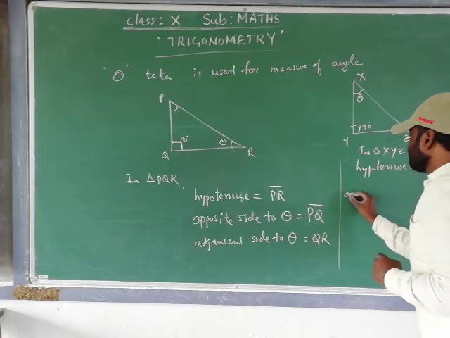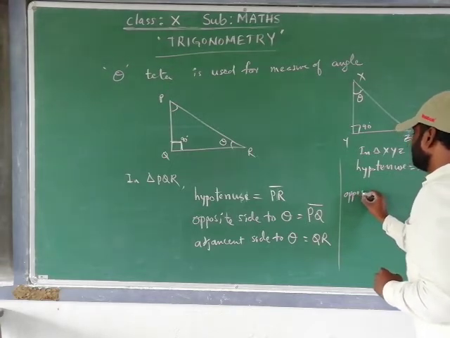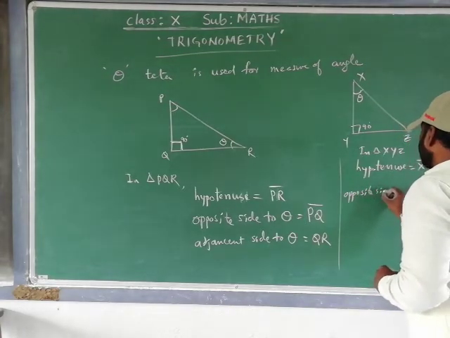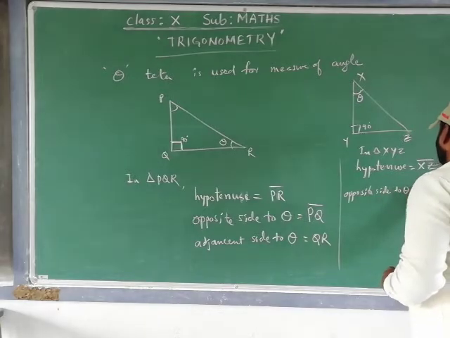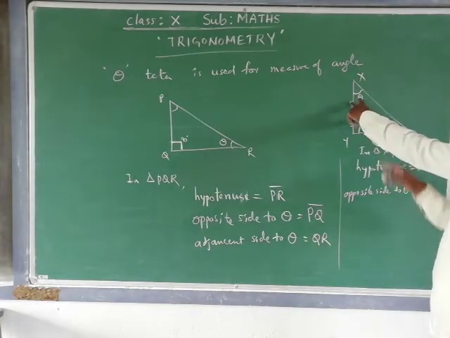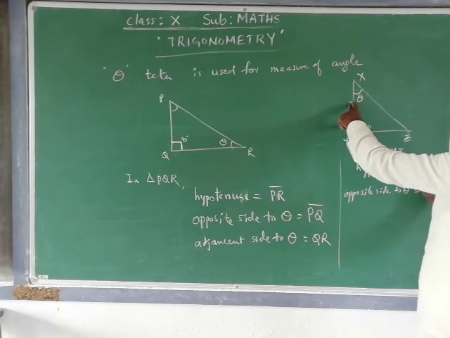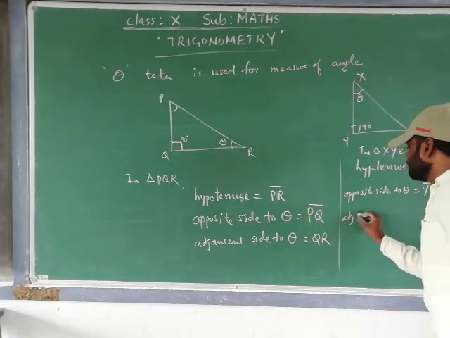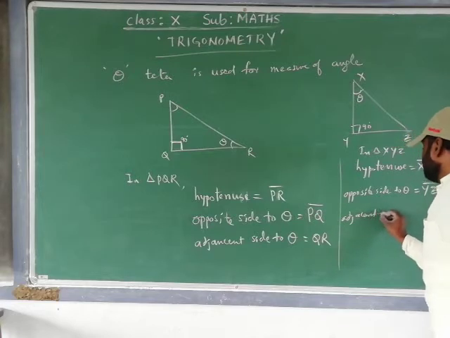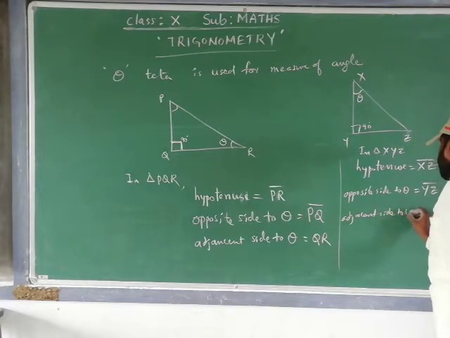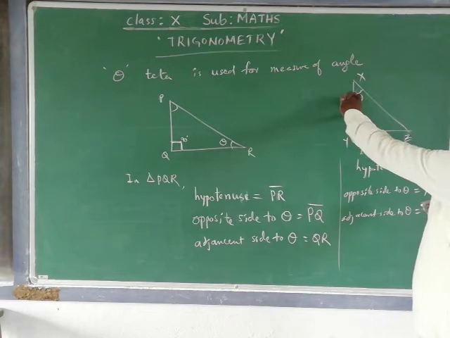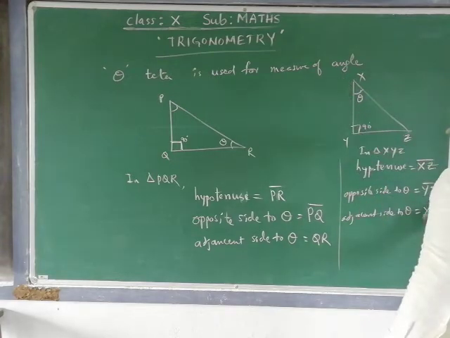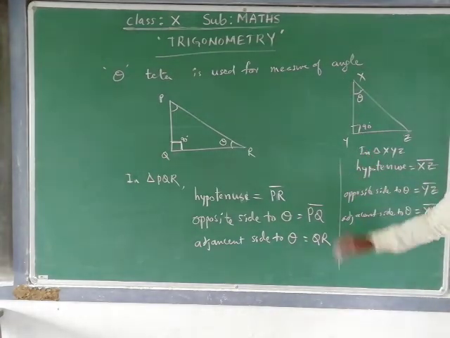Then the adjacent side or opposite side? First the opposite side. Opposite side to theta. Now theta is placed here. So opposite to this is what? YZ. Okay? Adjacent side now, adjacent side to theta. If theta is here, adjacent is what? This one. What is that? XY. Understand now these two triangles?